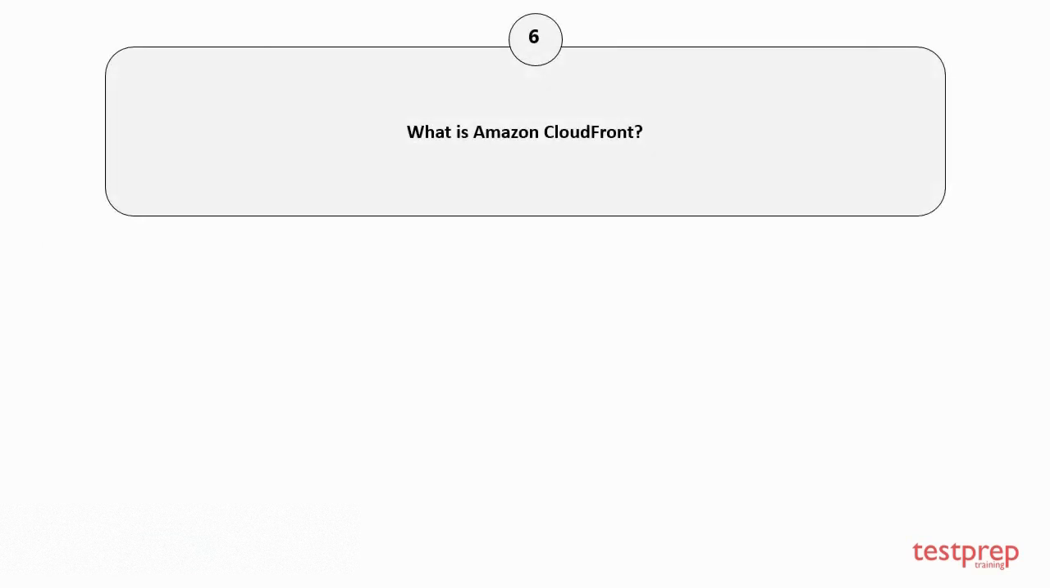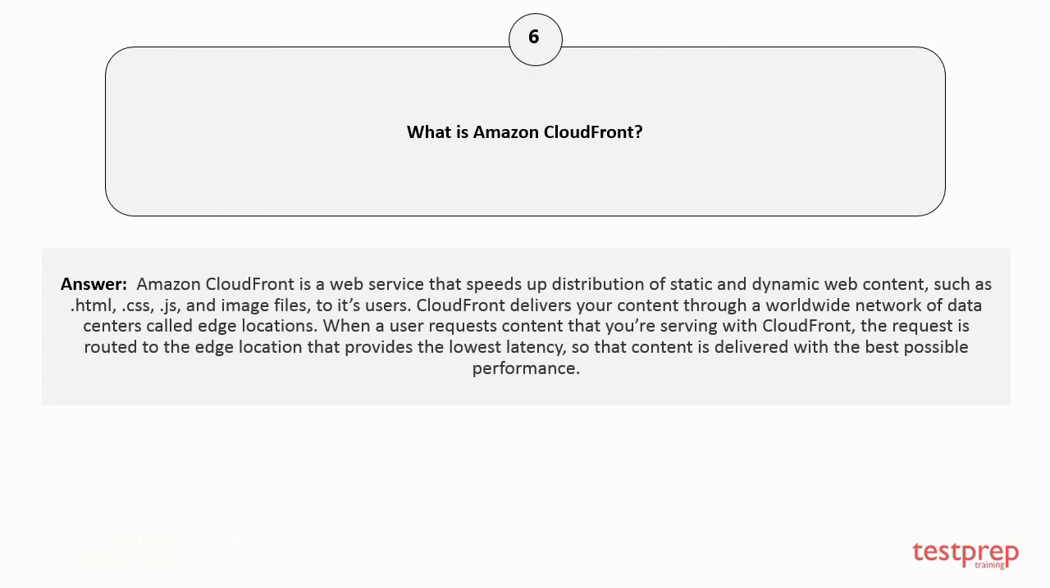Question number 6, what is Amazon CloudFront? Your answer is, Amazon CloudFront is a web service that speeds up distribution of static and dynamic web content, such as HTML, CSS, JS, and image files, to its users. CloudFront delivers your content through a worldwide network of data centers called edge locations. When a user requests content that you're serving with CloudFront, the request is routed to the edge location that provides the lowest latency, so that content is delivered with the best possible performance.